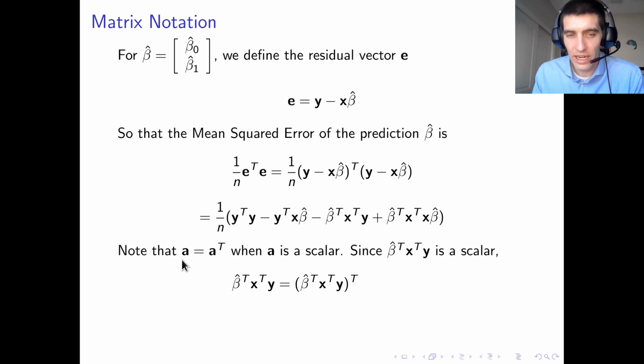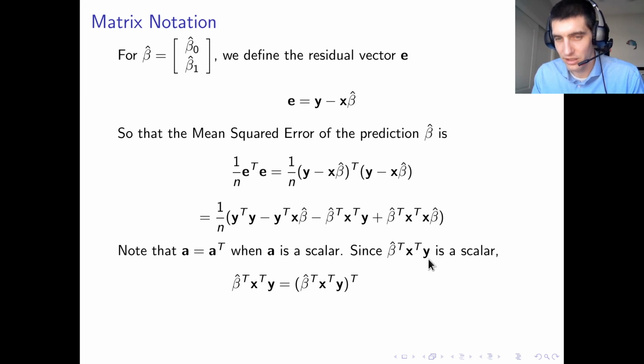Another fact we have about transposes is that if you have a scalar and you swap rows and columns, it does not change it. It's just a scalar. You can think of a scalar as a 1 by 1. You swap rows and columns of a 1 by 1, it still stays the same. So if A is a scalar, transpose has no effect. Then we can break this down. Beta transpose x transpose y is a scalar. What that means, according to this property, is that it's equal to its own transpose.